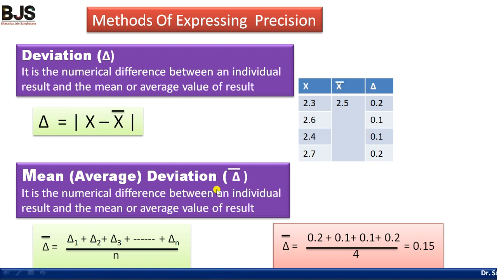Now the mean average deviation, if you take the average of this, is the mean, and it is denoted by delta bar. In this case, we are calculating here that 0.15 is the mean average deviation observed in the experiment.